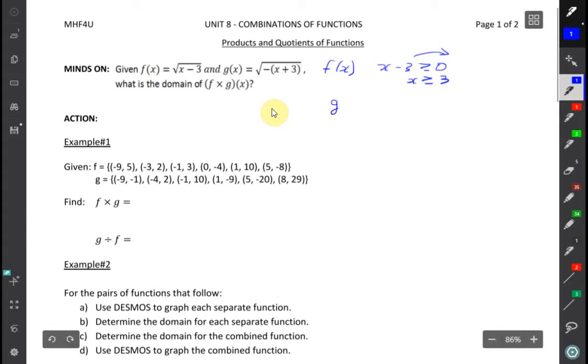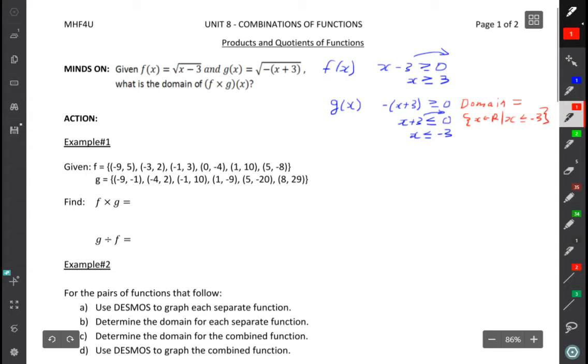For g at x, it's also a square root function, but in this case, we have minus x plus 3, which must be greater than or equal to 0. Dividing both sides by -1 means we have to switch the sign, and we would end up with x plus 3 is less than or equal to 0. Bringing this 3 over and changing its sign, we end up with x is less than or equal to -3. So the domain for this function is the set of x is an element of R such that x is less than or equal to -3. The domain for this first function is the set of x is an element of R such that x is greater than or equal to 3.